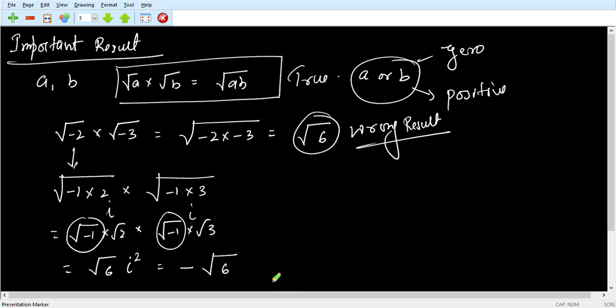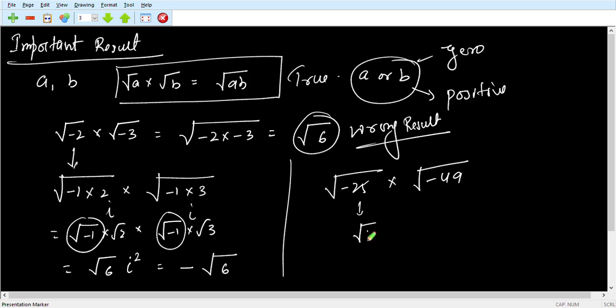Now in this way you can solve many problems like under root minus 25 into under root minus 49. You can easily write it as under root 5 iota into under root 7 iota. Once you practice with many problems, it will be easy for you to write it down quickly. So you can write iota to the power 2 under root 35. So the answer will be minus 35.